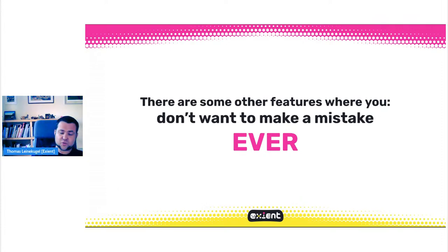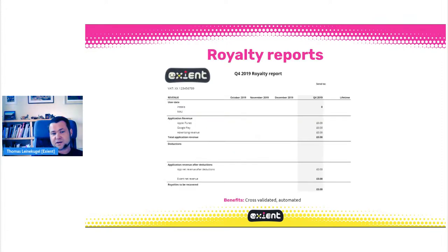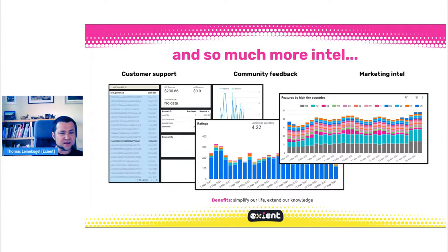There are other features where you want to be pretty sure of what you are doing. The example here is royalty reports. You want everything cross-validated. We automated this. So now we are confident in our royalty reports, and that's really important. And many other things that you can get out of that. Customer support: if the player shares with us his internal ID, then we have access to his complete history, and then we can offer better support.